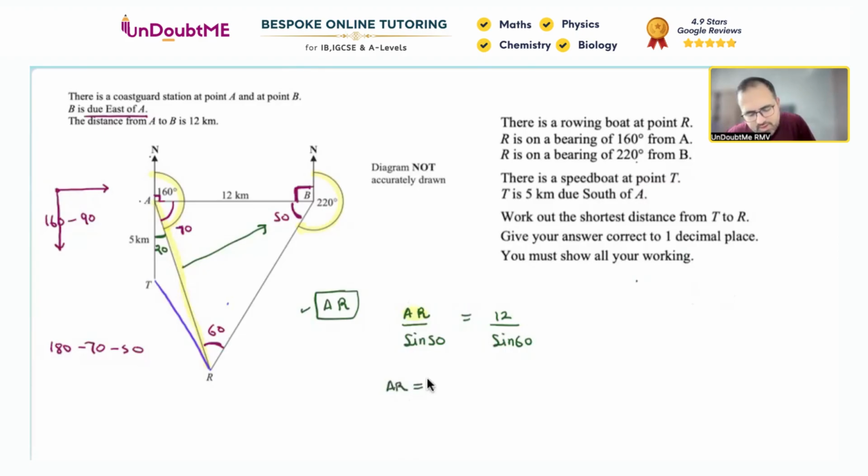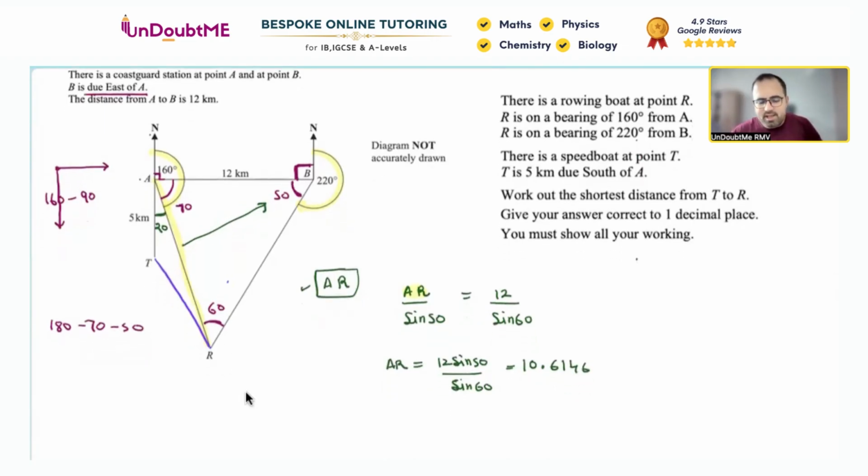So from here, the value of AR is straight away possible: 12 sine 50 over sine 60. If I put that in calculator, then 12 times sine 50 over sine 60 is 10.6. One decimal place is asked, so I can keep these answers here only. The answer comes out to be 10.6146, but if you round off, then it will be just 10.6.